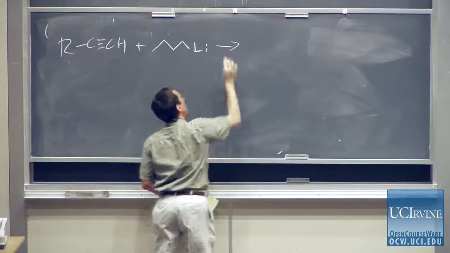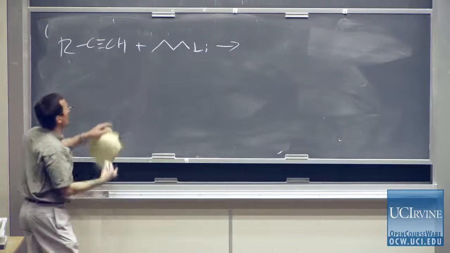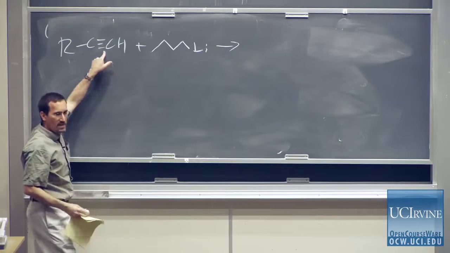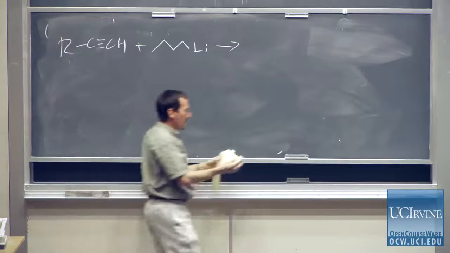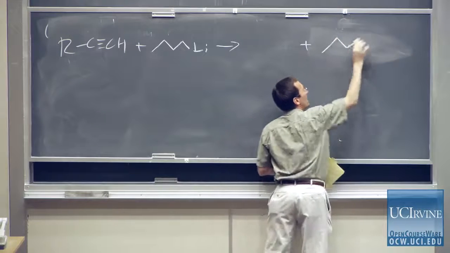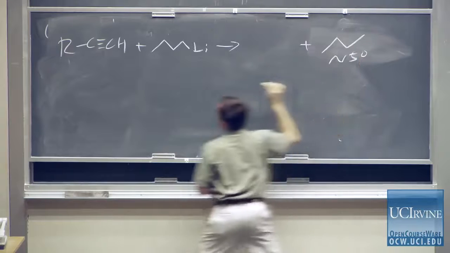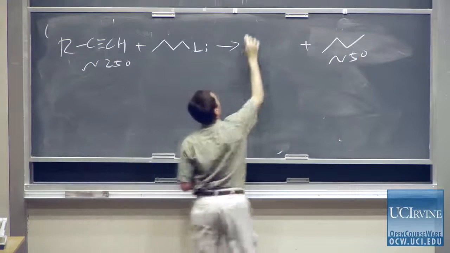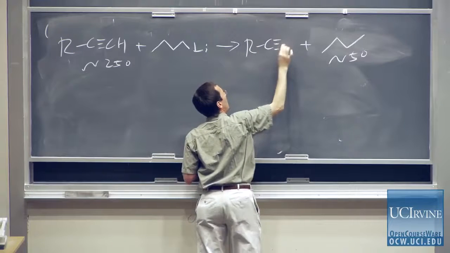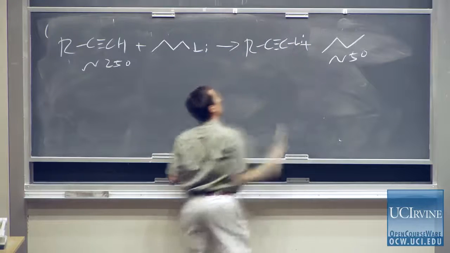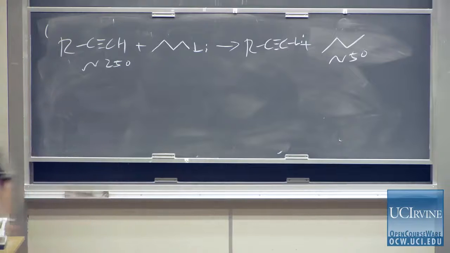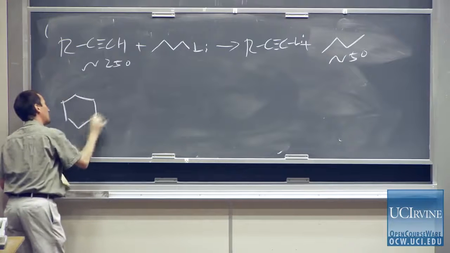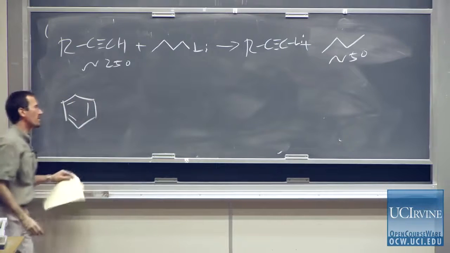Anyway, butyl lithium would react with our alkyne. Remember, the pKa of the alkyne is about 25, and the pKa of butane is about 50. So it would react in an acid-base reaction to give an alkynyl lithium reagent. We can use this as a way of making anions, as well as a way of making carbon-carbon bonds.